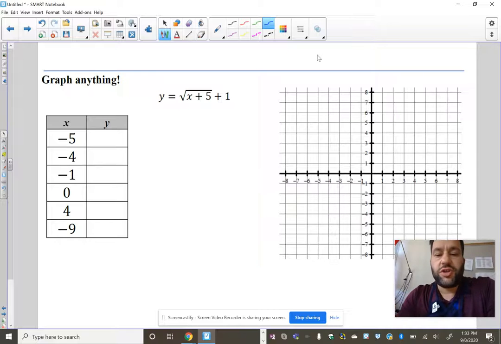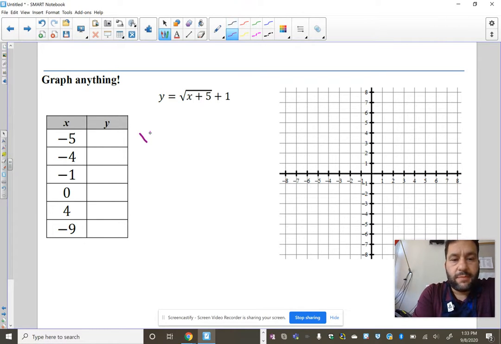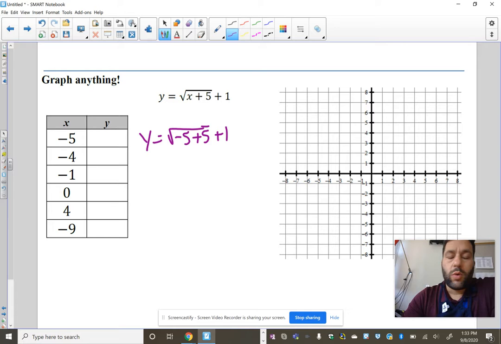Here's a look at just a very generic graph. No word problem here, just practicing graphing. So we have y equals the square root of x plus 5, plus 1. So we'll do one at a time. Y is equal to the square root of negative 5 plus 5, plus 1. Well, negative 5 plus 5 is 0. The square root of 0 is 0. Plus 1 would give you 1. So negative 5, 1.